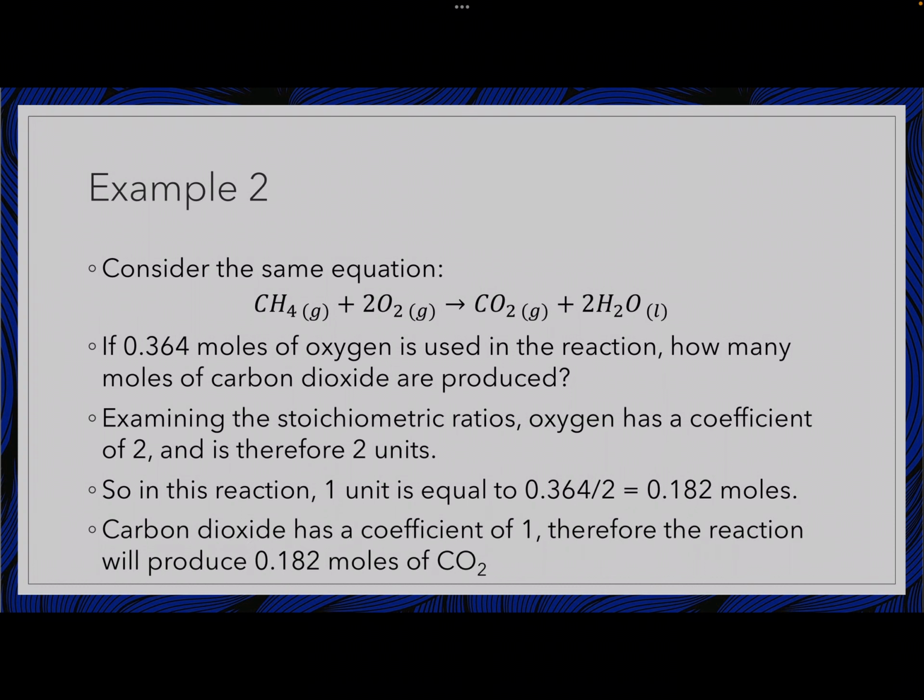Carbon dioxide, on the other hand, has a coefficient of 1, so it's only going to have one of those units. So it's going to produce 0.182 moles of carbon dioxide.